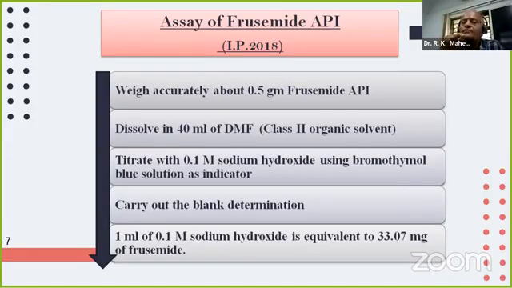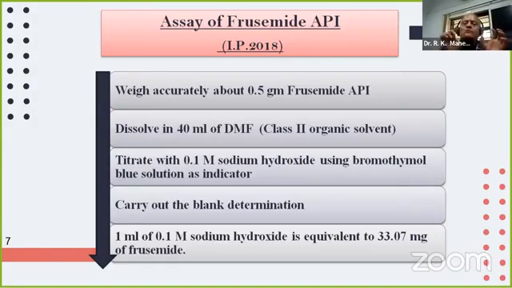How is this blank determination performed? You take another neat and clean conical flask. You keep 40 ml of dimethylformamide in it with a few drops of bromothymol blue indicator, and then you run 0.1 molar NaOH solution to get the endpoint. Here only a very small volume, half a ml or 1.5 ml, is needed for the color change. Suppose the reading of 0.1 molar NaOH is x1 ml. So this x1 ml has been consumed by 40 ml of dimethylformamide, and this will be subtracted from the original volume V1 ml.